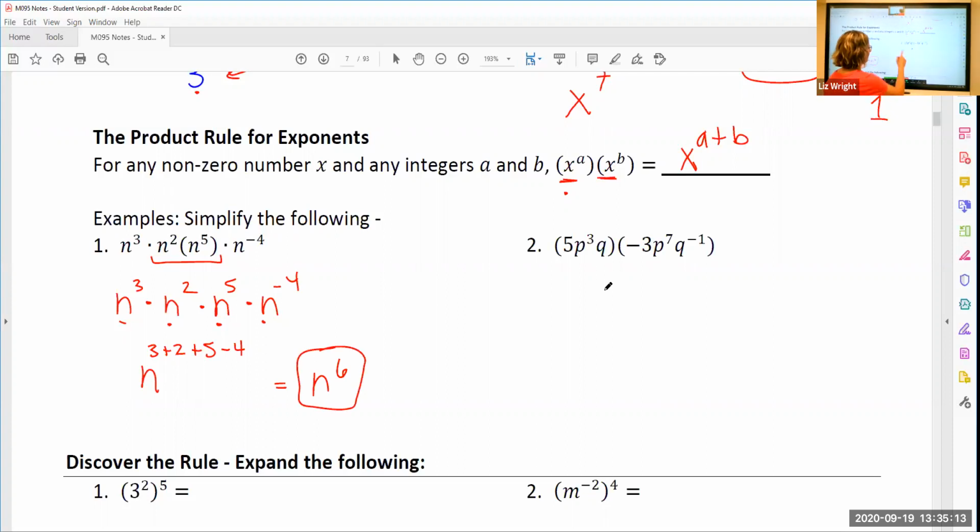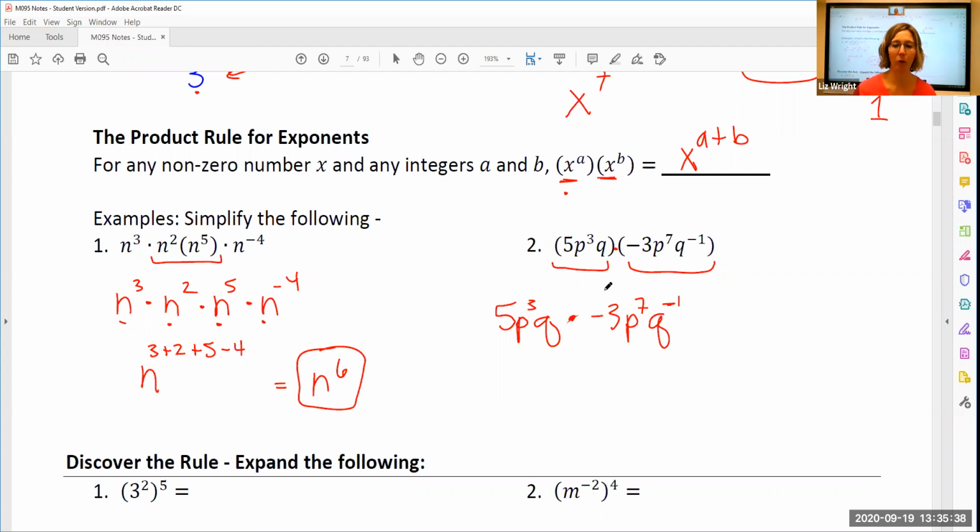Then for our next one over here, same thing. I'm going to go ahead and get rid of the parentheses because all I have is multiplication going on between this term and this term. So I'm going to go ahead and drop the parentheses, and I'm going to write 5 p to the 3rd q times -3 p to the 7th q to the -1st. And then what I'm going to do is I'm going to use the commutative property of multiplication.